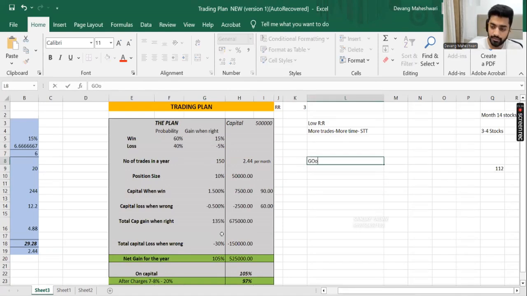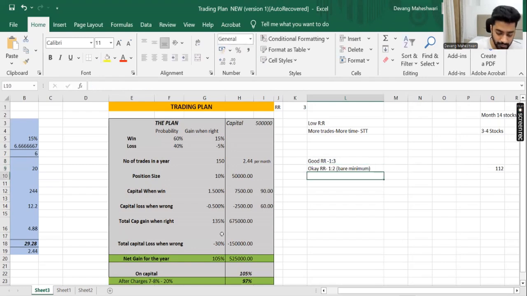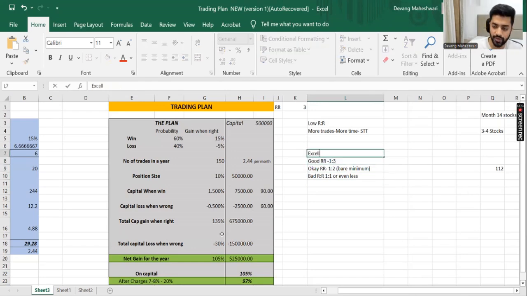A good RR for longer term success is 1:3. Okay, risk reward, the bare minimum that you should have is 1:2. A bad risk reward is 1:1 or even less. It can be even less. So we have to work here and then increase. Excellent is 4, 5, 6.